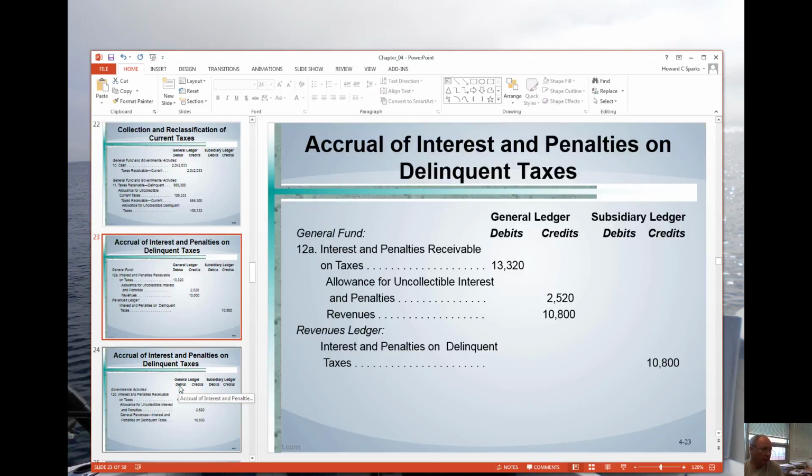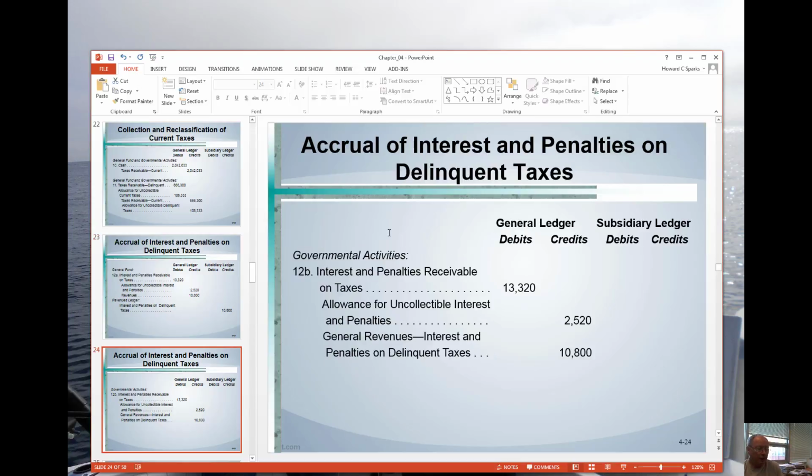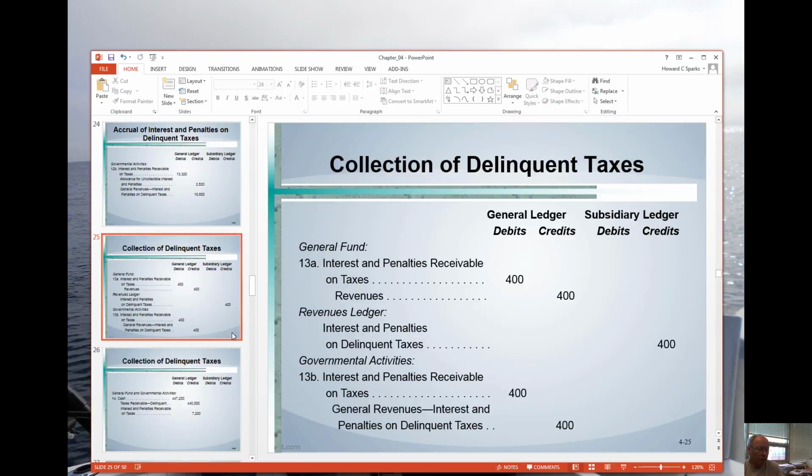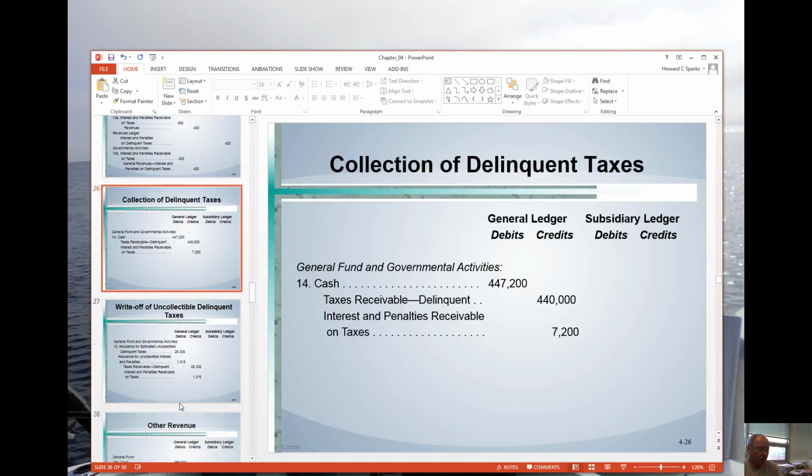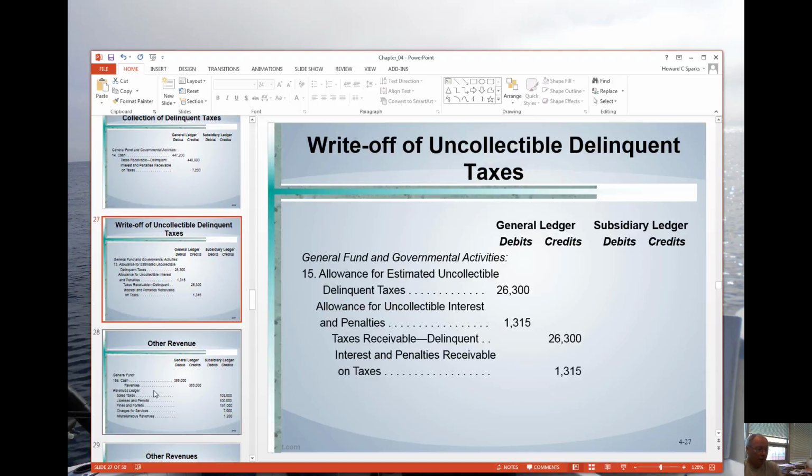And it's because we have a legal right to it, and we can enforce that in 99% of the cases. And here's just showing the same thing for government activities. All right, and then when we later get payment for those things, we're just showing the collection of the cash, debit cash, credit to the receivable for the tax receivable and the related receivable for interest and penalties. Okay. And then here's just writing off, and I'm going to just go through.